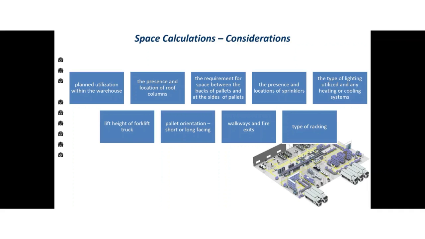The requirements for cross aisles within the racking to reduce travel, and the need for walkways between the end of the racking and the wall to provide escape routes for the staff or fire exits. And lastly, the type of racking. For instance, double deep racking will reduce the number of aisles required, while narrow aisle storage requires less aisle width.